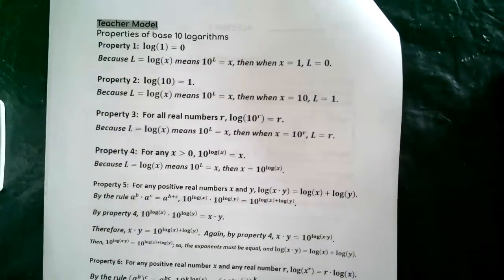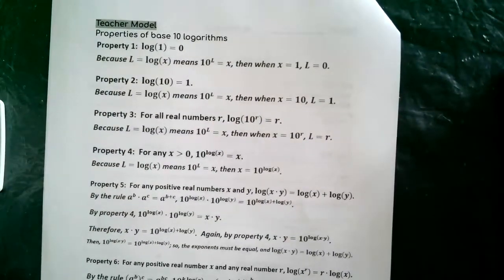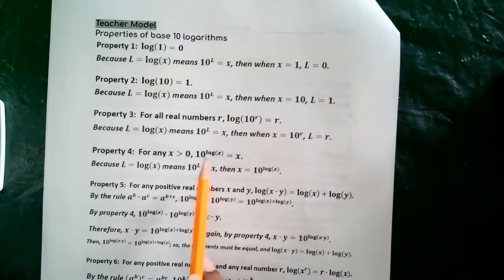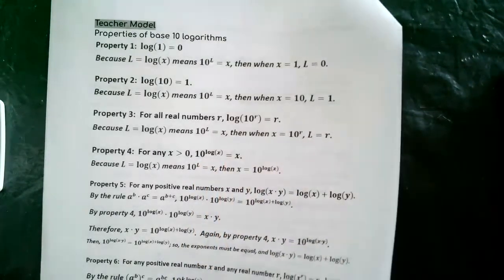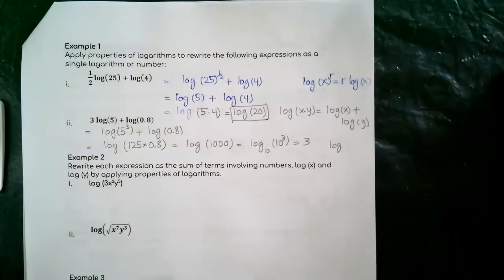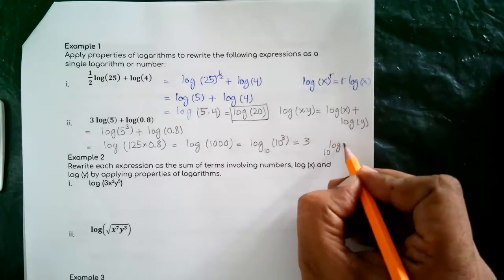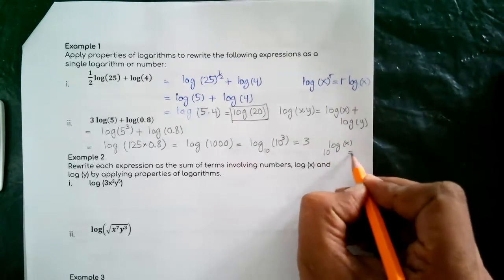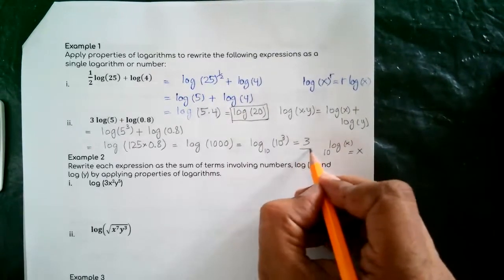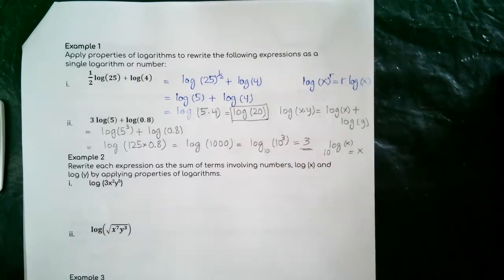Let me show you the same identity we had before. 10 log of x times r is x times r. So, or 10 log of x is equal to x. Okay, so 10 log of x is equal to x. We are using this property, and this is our final answer.